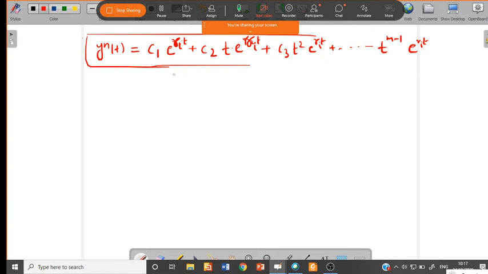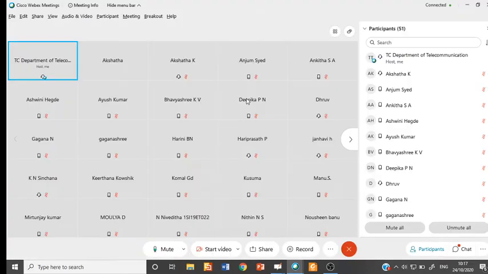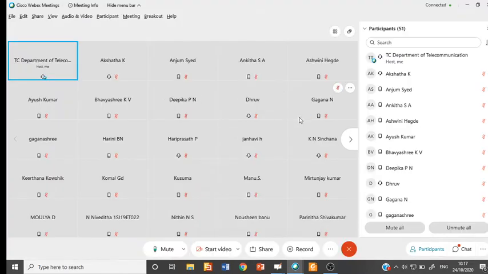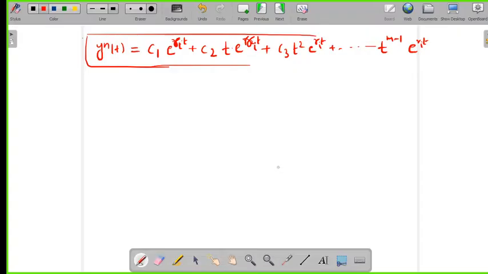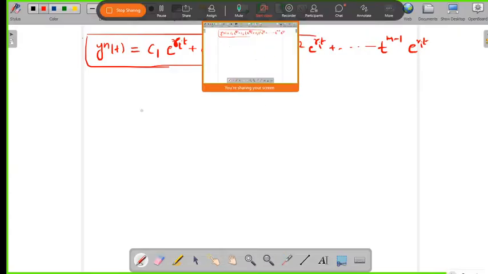Now this is the natural response, which depends only on the initial conditions when the input is 0. Is it understood? Any doubt? Any doubt in this? No, sir. Okay, so we'll solve the problem and we will come to know how we can solve the differential equation for a continuous time LTI system.